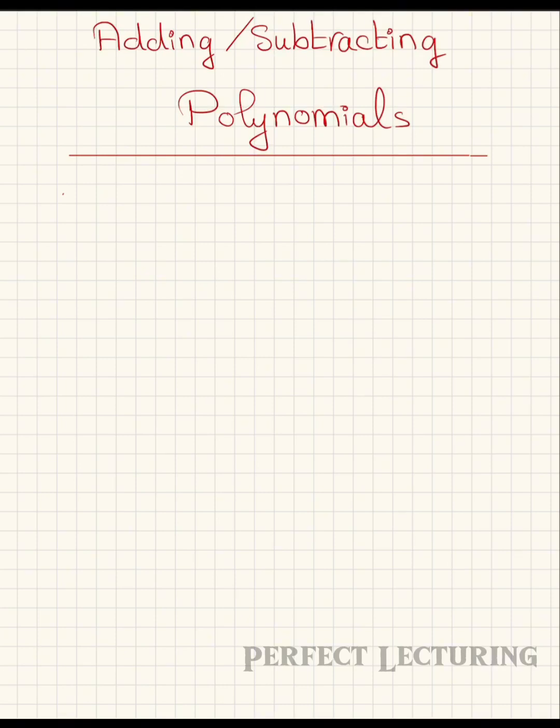What are these two conditions? First of all, they must have the same variable. Second, they must have the same exponent. As an example, if I have 3x to the power of 2 and 8x to the power of 2, can I add these two terms?